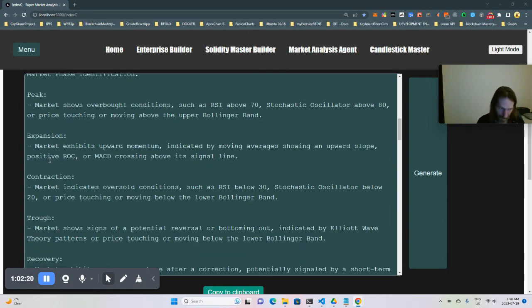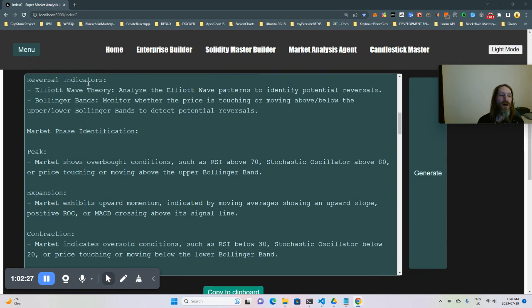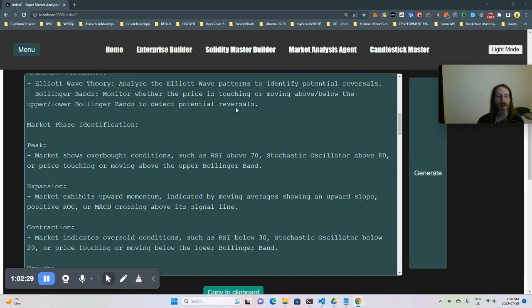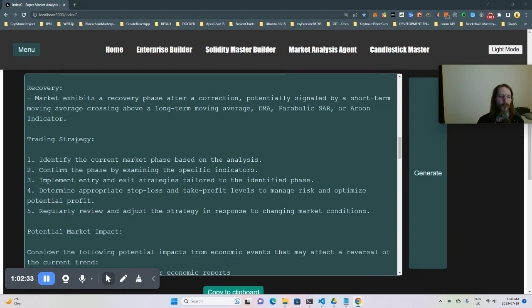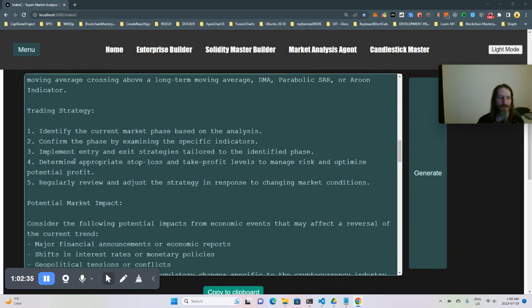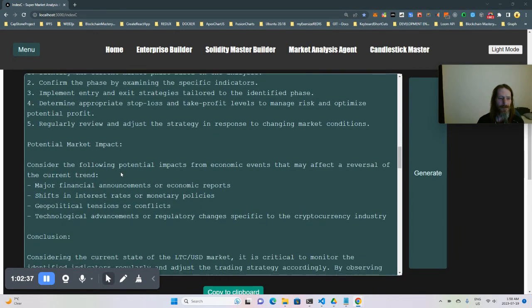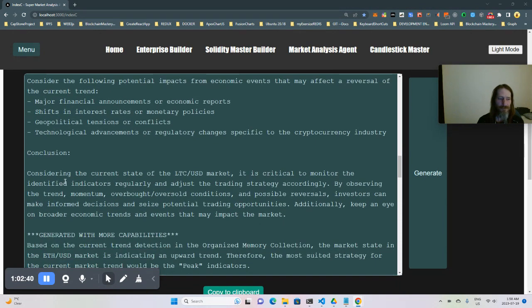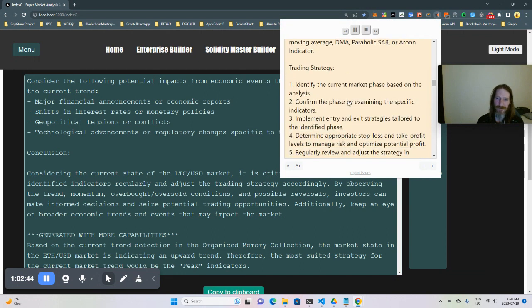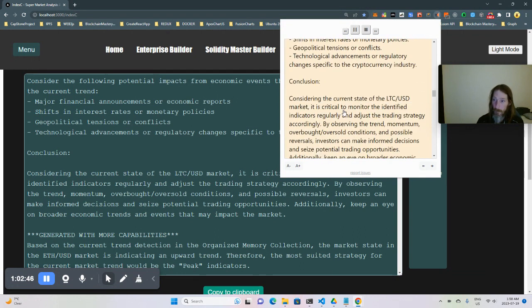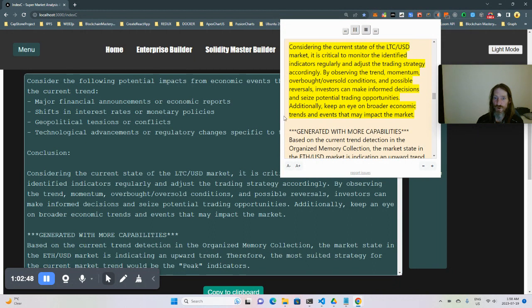It's going to be long. It's explaining. To identify overbought or oversold conditions. Reversal indicators. Elliott wave theory. Analyze the Elliott wave patterns to identify potential reversals. Bollinger Bands. Monitor whether the price is touching or moving above/below the upper/lower Bollinger Bands to detect potential reversals. Market phase identification. Peak. Market shows overbought conditions, such as RSI above 70, stochastic oscillator above 80, or price touching, or considering the current state of the LTC/USD market.